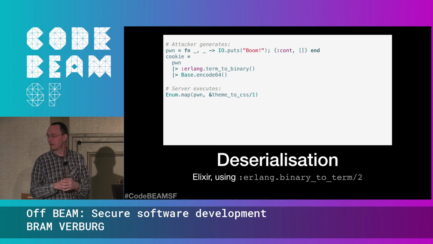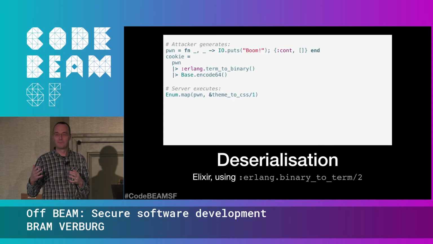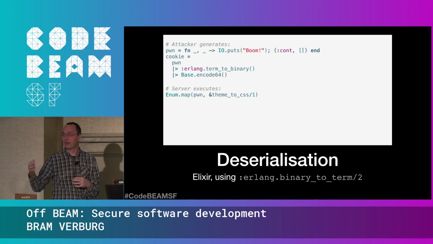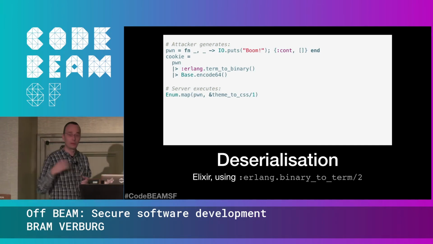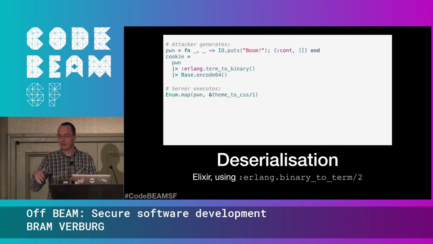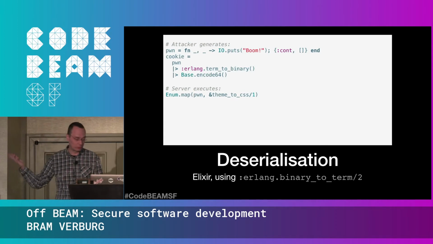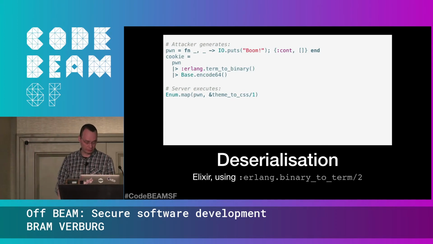Okay, it's a bit silly, I know, but it's just to show off that if an attacker, instead of sending a list of theme names or whatever is normally serialized, puts this anonymous function in that cookie, the server executes this. And because an anonymous function with arity of 2 basically implements the enumerable protocol, this function gets executed. The stream implementation in Elixir uses enumerable under the hood, and it relies on the fact that anonymous functions with arity of 2 can basically produce data on each invocation. So this is a remote code execution vulnerability. Of course, the attacker could do something much worse than printing boom to the terminal.